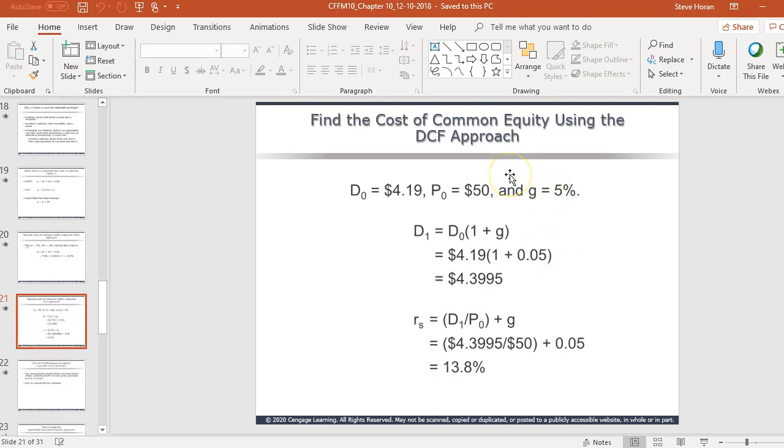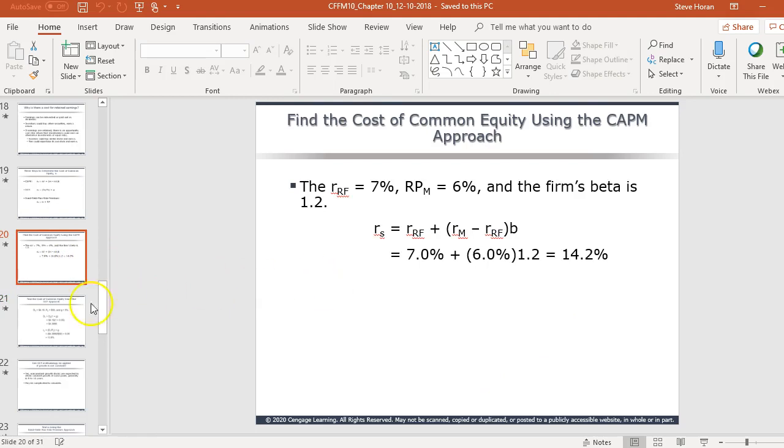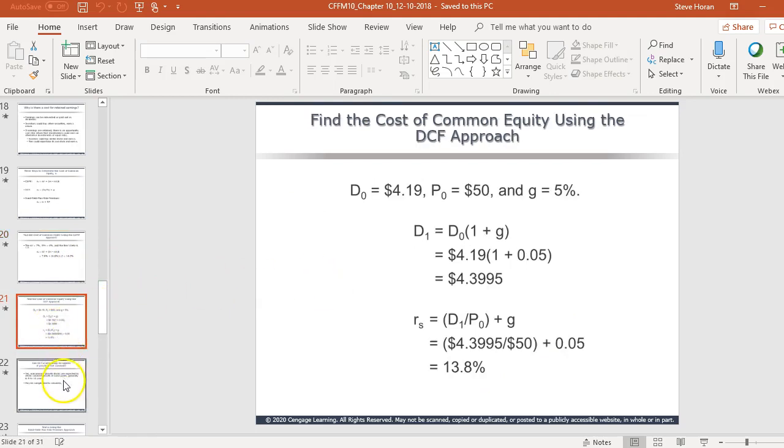Okay, so then I can use my dividend cash flow approach, and they told us that the dividends today are $4.19 and the growth rate's 5, so I take D0 times 1 plus g, I get 4.3995. I can take that number, divide by the price today, add the growth rate, I get 13.8. So notice that they're pretty close. This is 14.2, this is 13.8.